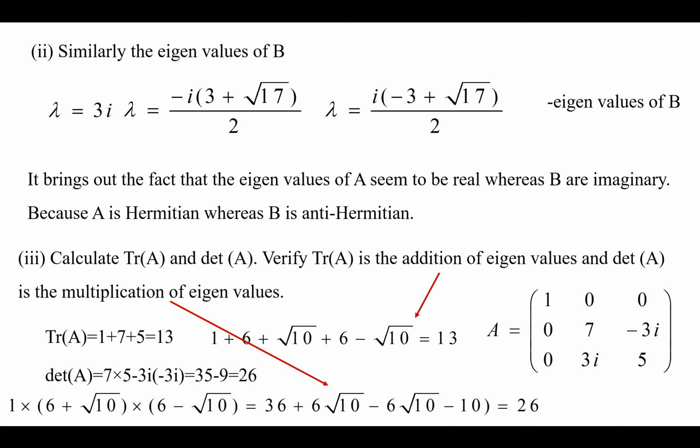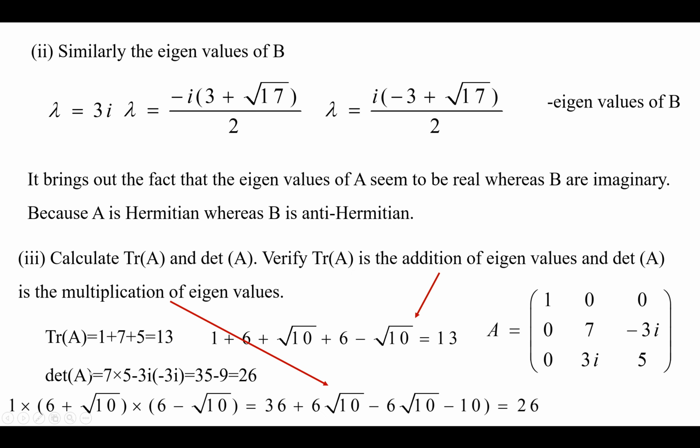Now calculate the third part, the trace of a matrix. We already know that the trace is the addition of the diagonal elements, which is nothing but 1 plus 7 plus 5. So the trace of the matrix is 13. Now take the eigenvalues of matrix A, which are 1, 6 plus root 10, and 6 minus root 10. You add all 3. Root 10 minus root 10 will get cancelled, and 1 plus 6 and 6 gives us 13. The trace of the matrix is also 13. So it is verified that the trace of a matrix is nothing but the sum of its eigenvalues.